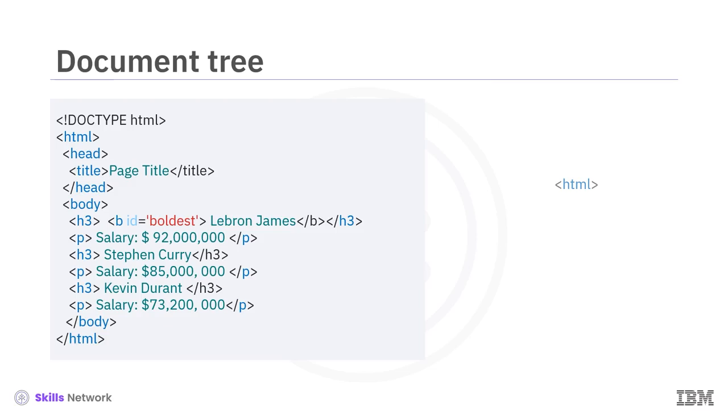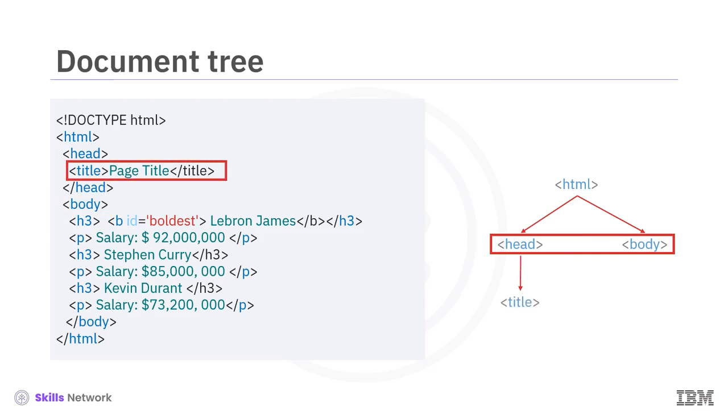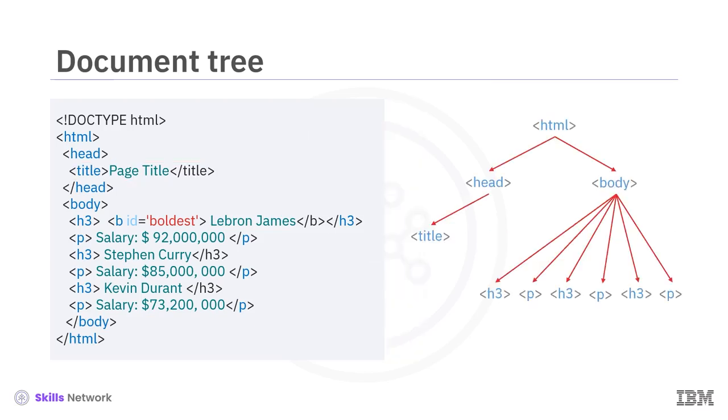The HTML tag contains the head and body tag. The head and the body tag are the descendants of the HTML tag. In particular, they are the children of the HTML tag. HTML tag is their parent. The head and body tag are siblings as they are on the same level. Title tag is the child of the head tag, and its parent is the head tag. The title tag is a descendant of the HTML tag, but not its child.